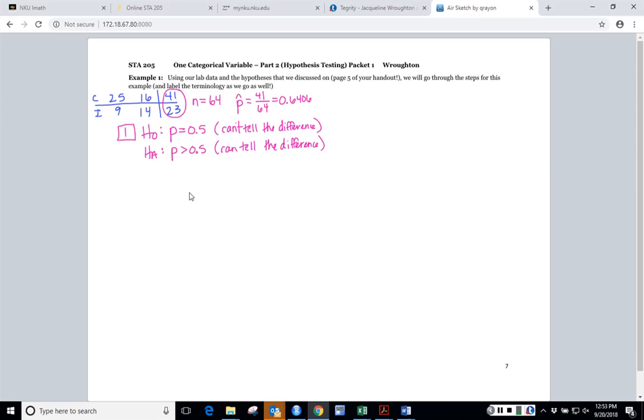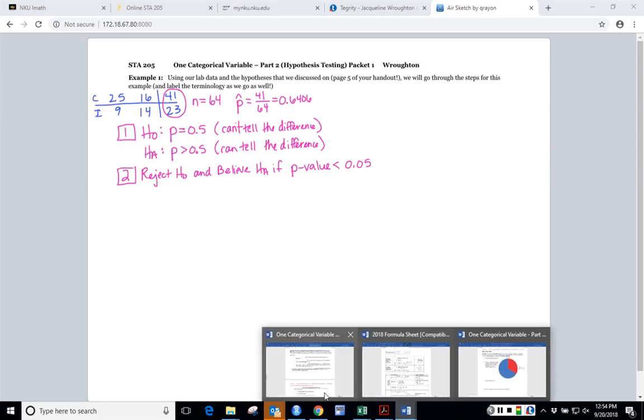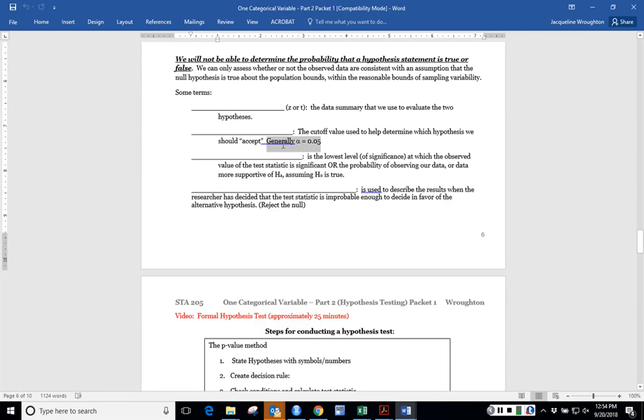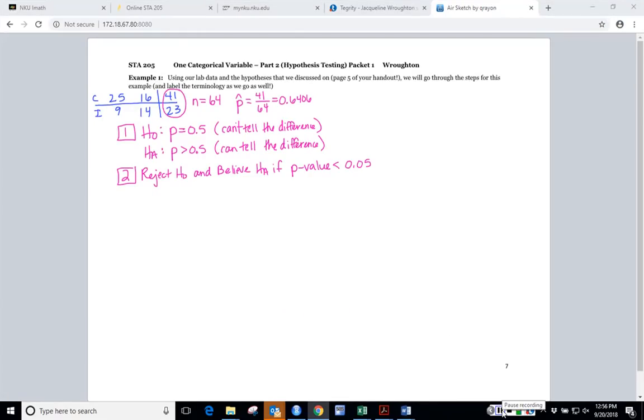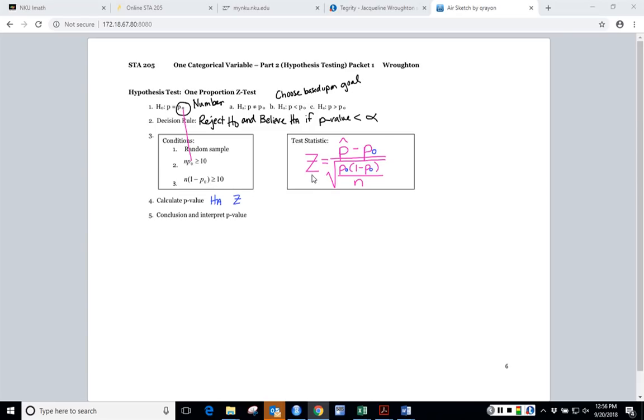Okay. All right, our step 2 here is that decision rule. So we are going to reject the null hypothesis and instead believe the alternative hypothesis if our p-value is less than our alpha. I didn't give us an alpha in the problem, so we're going to use the standard one of that 0.05 that we saw here when we talked about the significance level. Now our next step is to do our conditions and our test statistic.